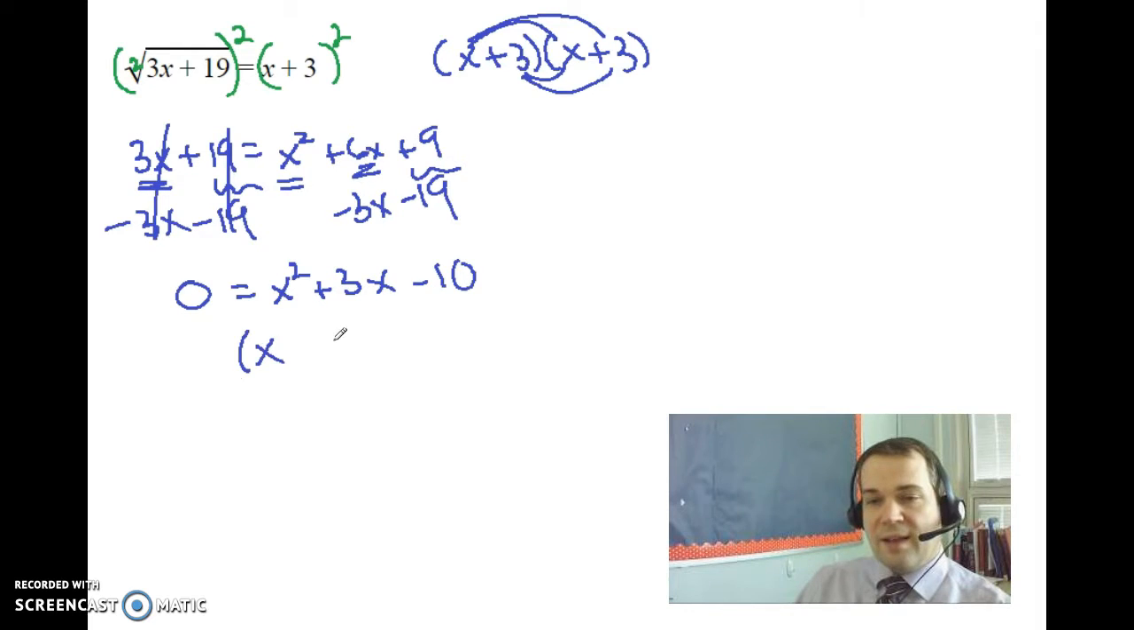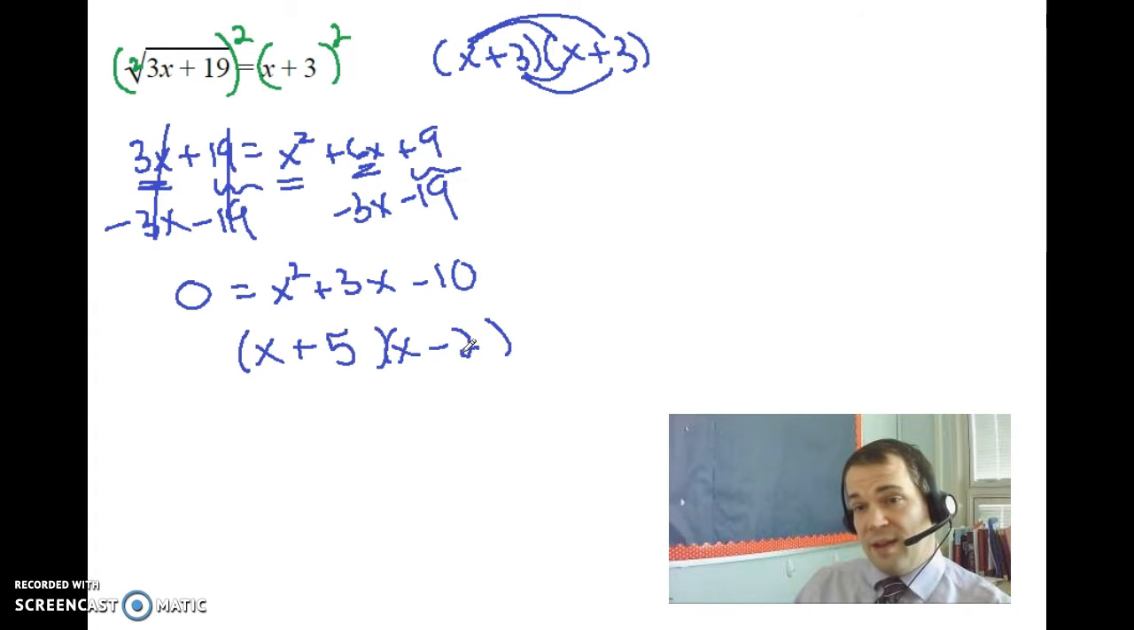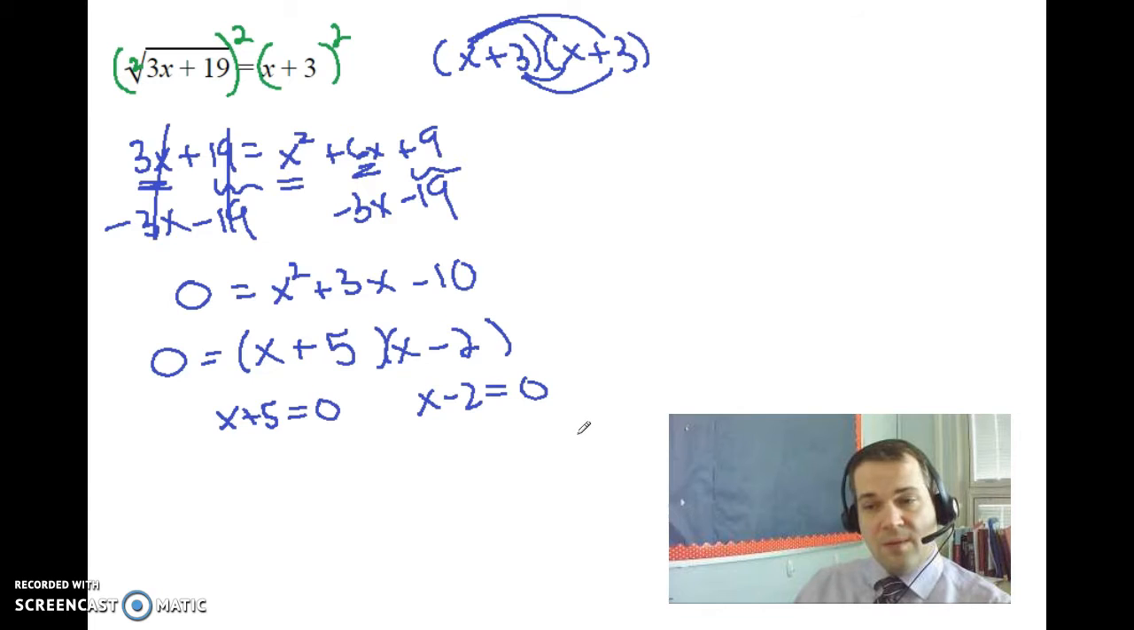But I can think that x and x would multiply to make x squared. Positive 5 and negative 2 would multiply to make negative 10, and were I to FOIL this out, I would get this x squared plus 3x minus 10 back. So I have x plus 5 times x minus 2 equals 0. That's only true if x plus 5 equals 0, or if x minus 2 equals 0. x plus 5 only equals 0 if x equals negative 5. x minus 2 equals 0 if x equals 2. So my two possible answers are either negative 5 or 2.